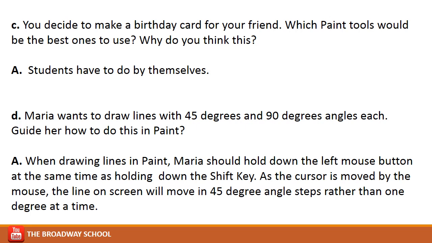The next part is, Maria wants to draw lines with 45 degrees and 90 degrees angle each. Guide her on how to do this in Paint. And the answer is, when drawing lines in Paint, Maria should hold down the left mouse button at the same time as holding down the shift key. As the cursor is moved by the mouse, the line on screen will move in 45-degree angle steps rather than 1 degree at a time.